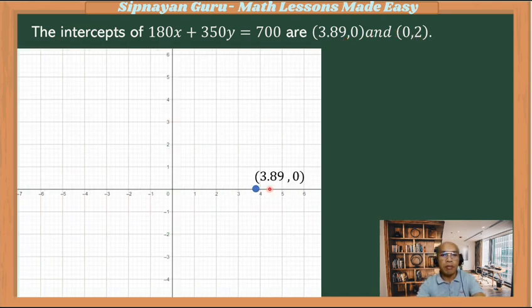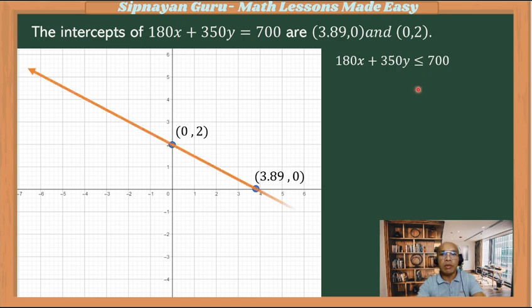Plot them. 3.89 and 0 is approximately here. Then 0 and 2 is here. So the given inequality is less than or equal to. So therefore our boundary is a solid line. So test using the test point to determine the region of the solution set.